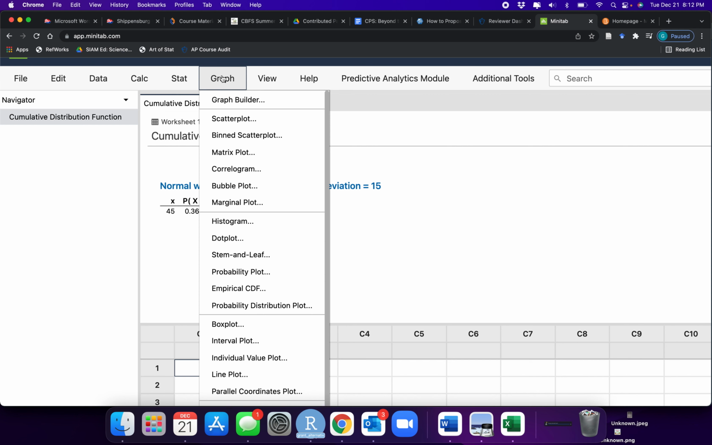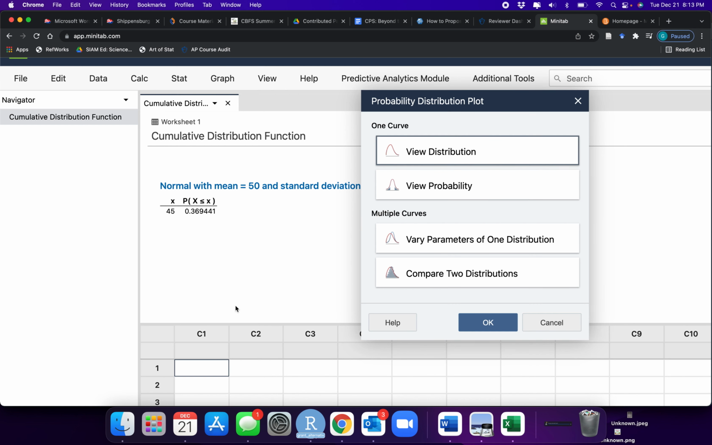Okay, probability distribution plot is at the bottom of this here. Now, don't get confused with this probability plot thing. That's very different. We want to do probability distribution plot. When I click on probability distribution plot, it gives me a number of options: view distribution or view probability, and we want to view probability.